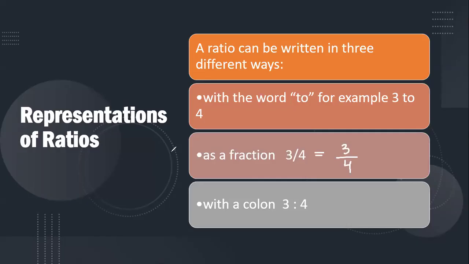Good. Where is Ashanti? Ashanti, can you hear me? Yes, sir. What are the three ways we could represent a ratio? The three ways we can represent a ratio are with the word "to," as a fraction, and with a colon. Very good. Now, Dominic, what is a ratio? A ratio is a comparison of two quantities. Very good.